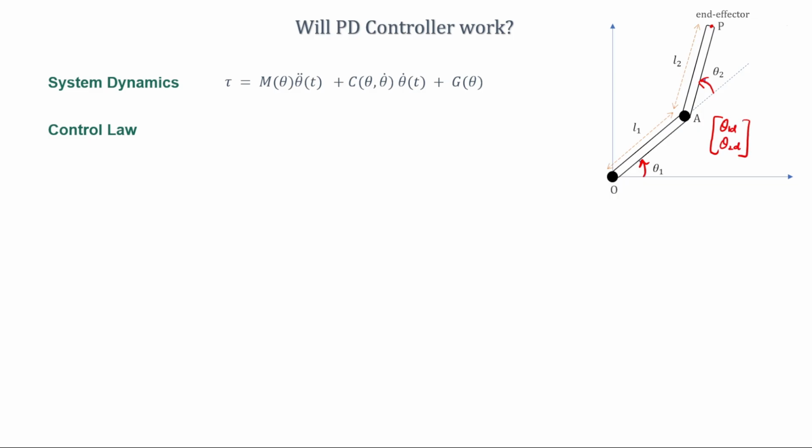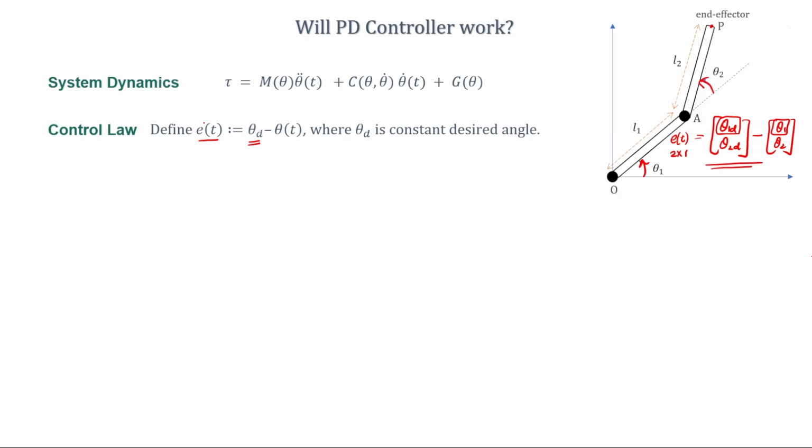This is the question that we are asking, and for that we are first assuming that e(t) is the error between the desired joint angles and theta 1, theta 2. So, this is the error signal, which is a 2 cross 1 vector, the difference between theta 1d and theta 1, and theta 2d and theta 2. Remember, again, this is a 2 cross 1 vector.